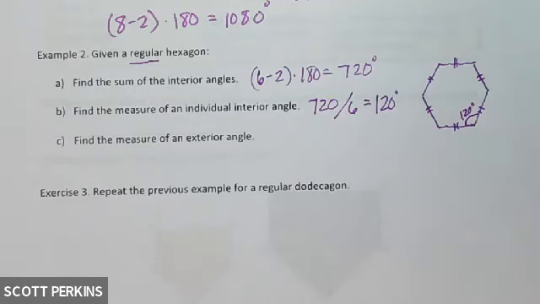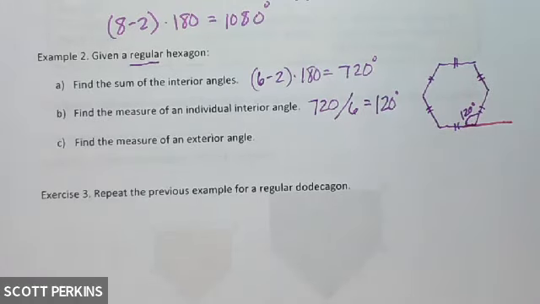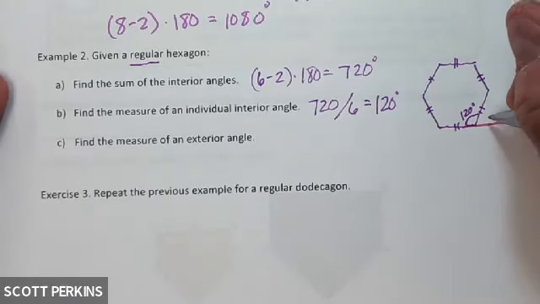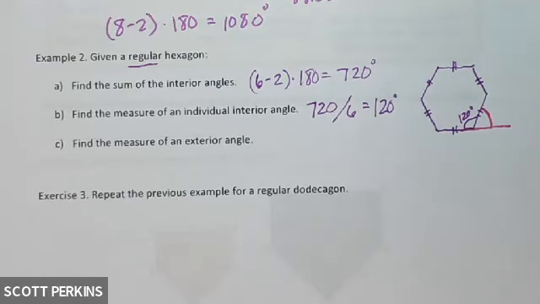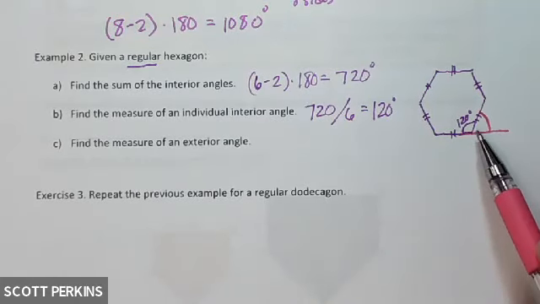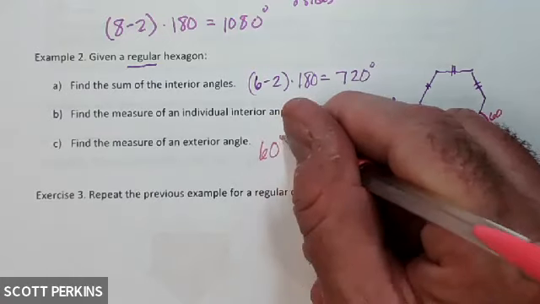Well, the last part of the problem now asks you to do this. It says, find the measure of an exterior angle. So what I mean by that is I'm going to extend this bottom side. I could do this with any of the sides. And now what I want to know is what's the measure of this pink angle right here that I just made. That's the exterior angle. It's on the outside of the hexagon. Well, this is just using a relationship we've already used a bunch of times today. What do these two angles have to add up to? 180. So what's the measure of this exterior angle right here? Yep, 180 minus the 120 gives me 60 degrees. Perfect.